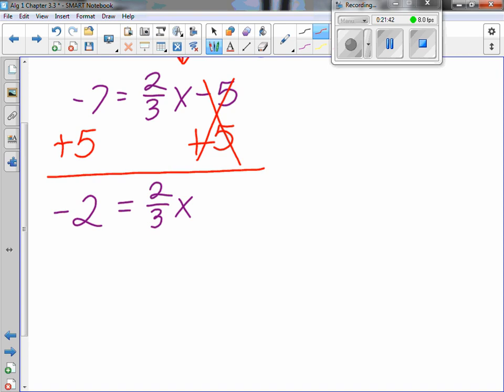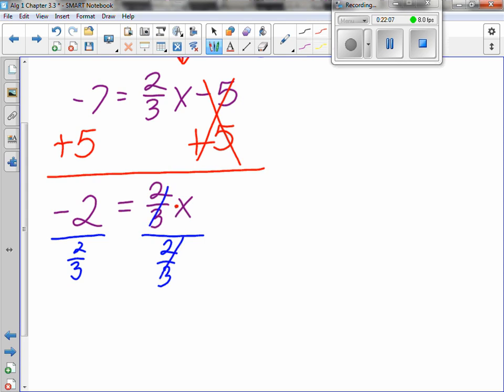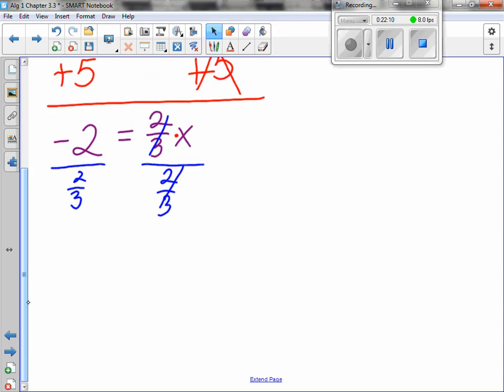We're almost done. We still need to get the value of x by itself. What is with x? 2/3. I can't subtract it because these two are being multiplied. The opposite of multiplication is division. I can divide both sides by 2/3. These will cancel, and on this side we're left with x. And negative 2 divided by 2/3 is, well, plug it in.